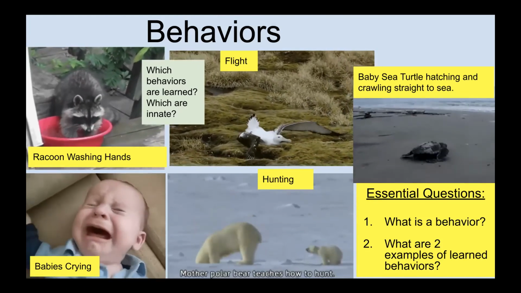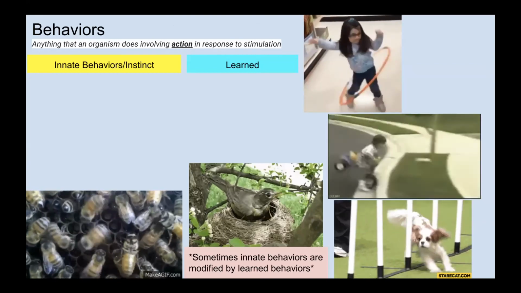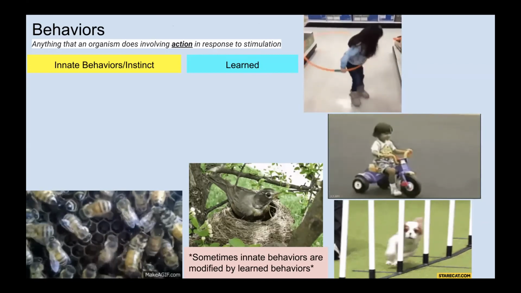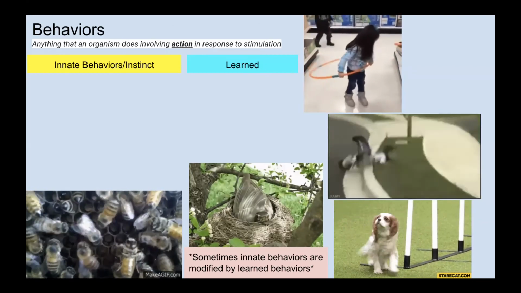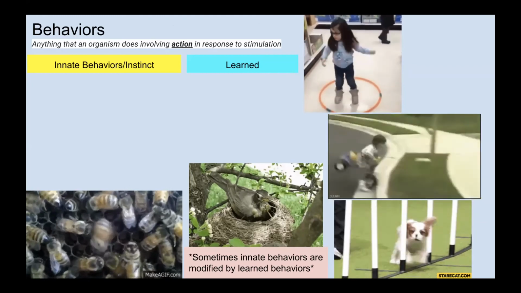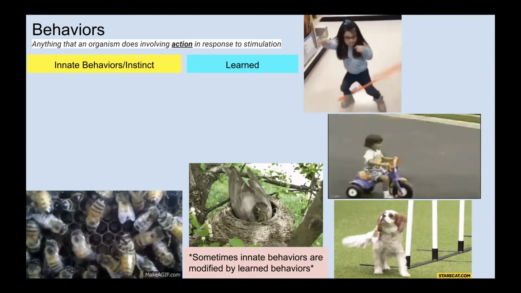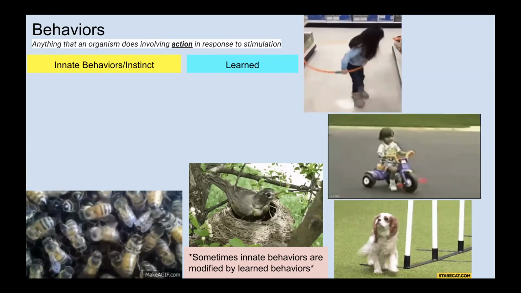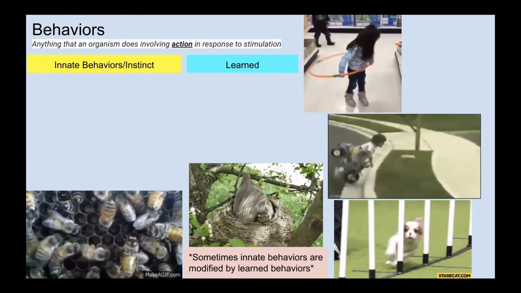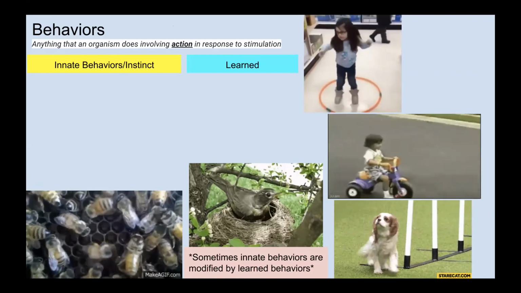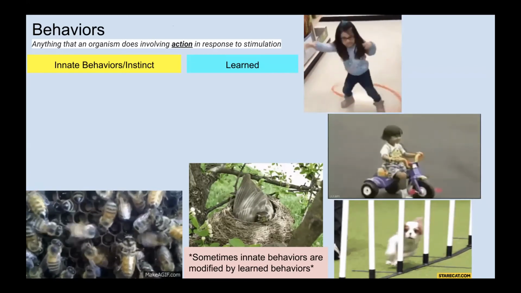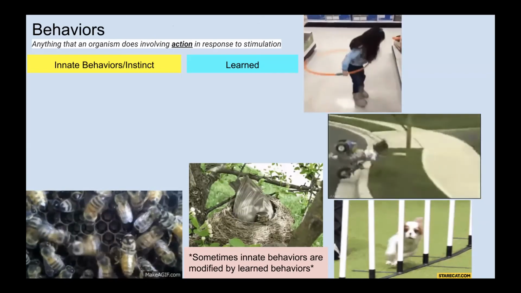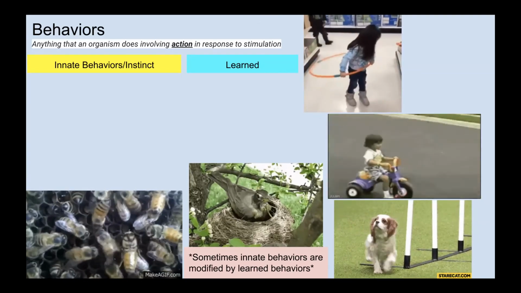So a behavior is simply anything that an organism does that involves an action in response to a stimulus. So essentially, in short, a behavior is just an action. And we can categorize those behaviors into 2 groups. Of course, the first group would be innate behaviors, also called instincts. So those are behaviors that animals just know how to do. It's genetically programmed into them. They don't have to be taught these behaviors. They just know how to do it.